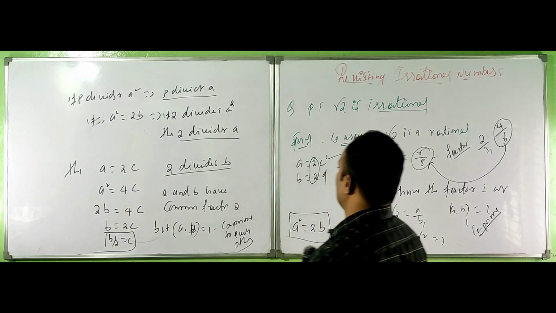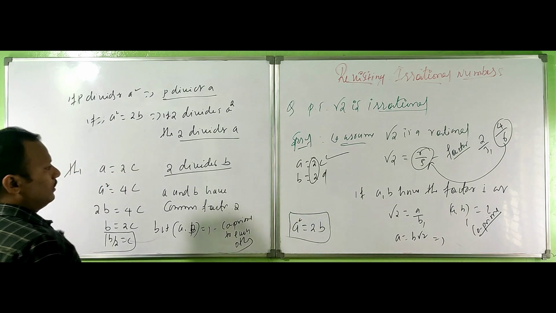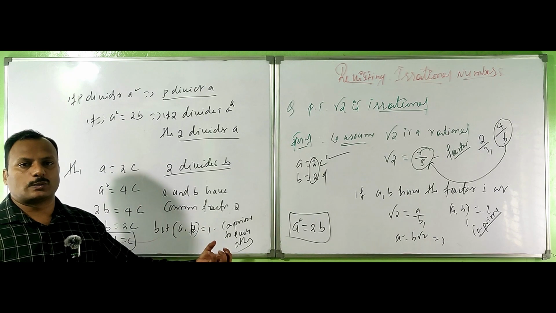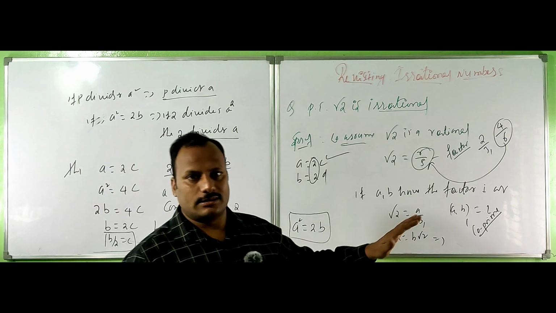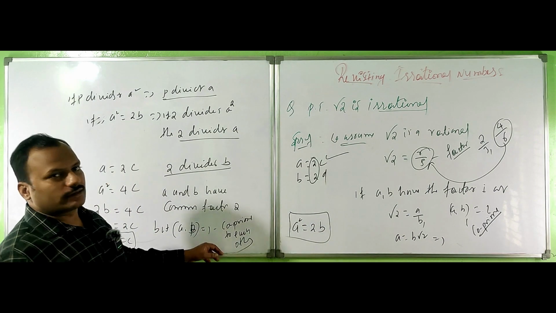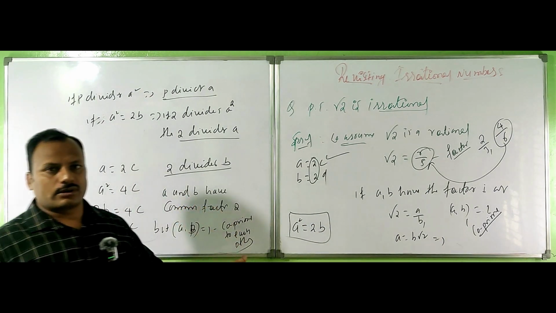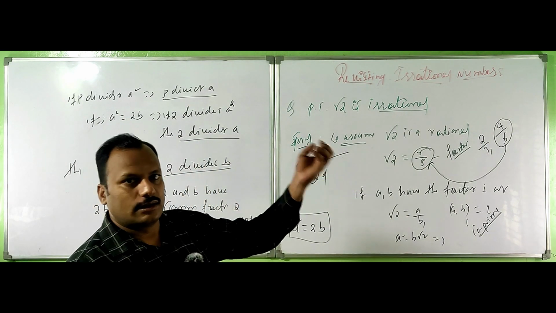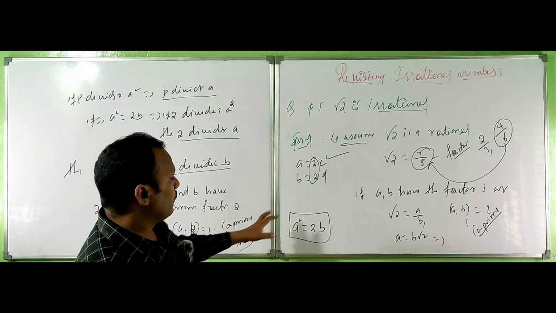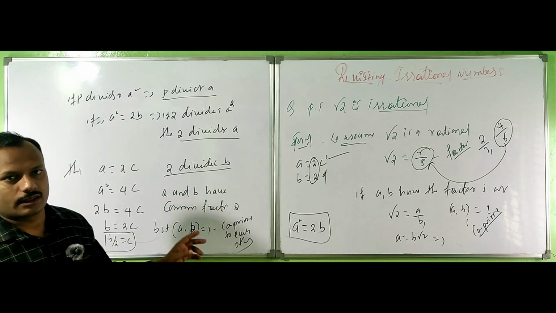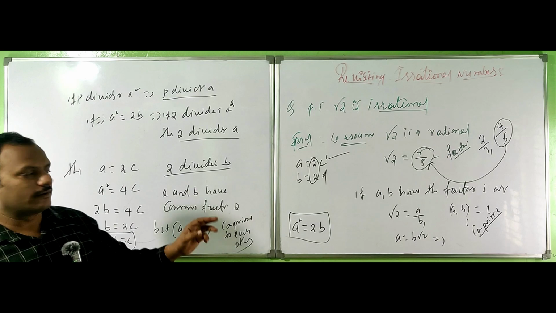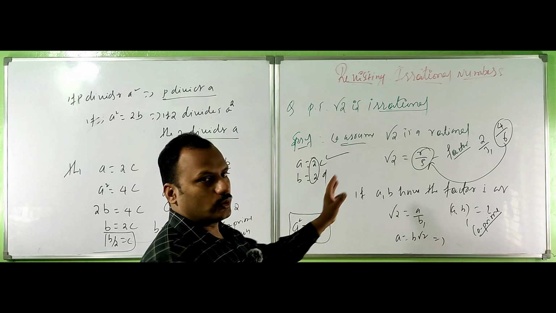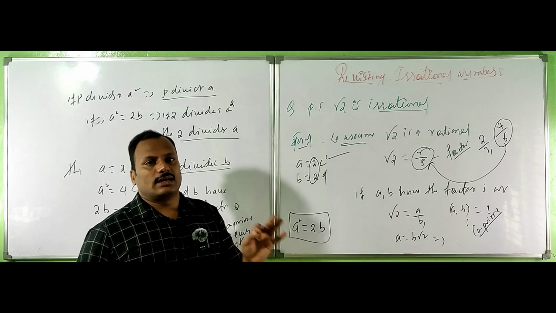This cannot be true, because A and B are co-prime numbers. They should have only one factor, it is a rational number, but this has the factor 2. Therefore, our assumption is wrong. If you got only the one factor, then your assumption would be correct. But you are not getting the common factor 1, you are getting the common factor 2, which is completely wrong to our assumption. Therefore, root 2 is an irrational number. Root 2 is not a rational number.